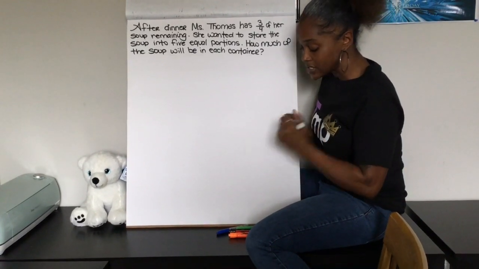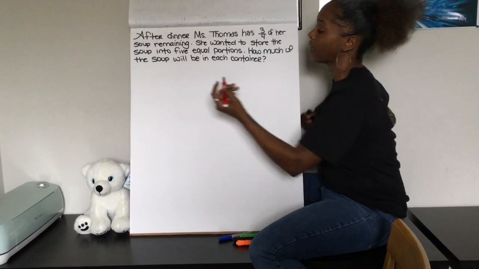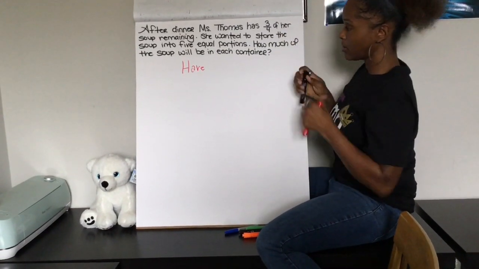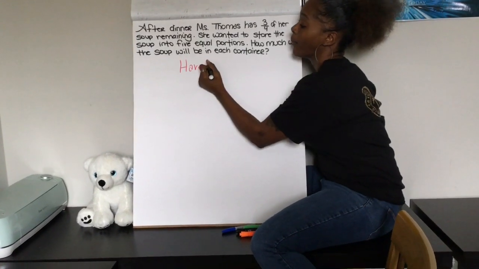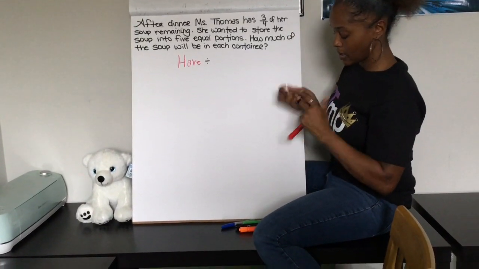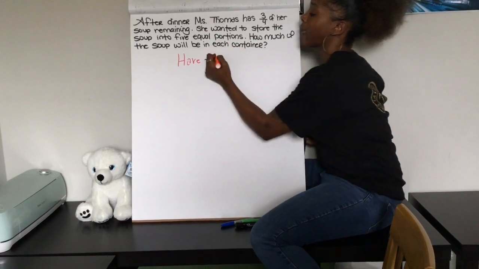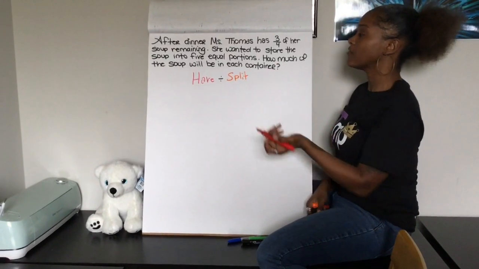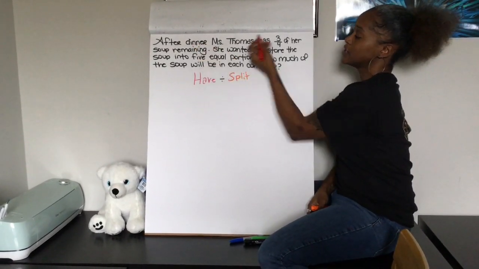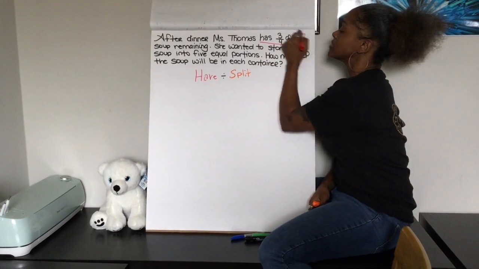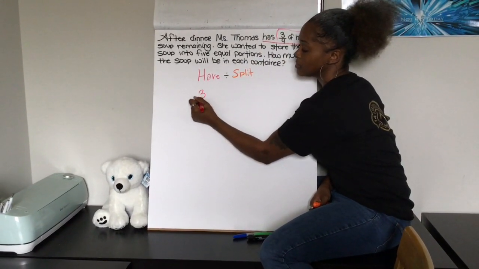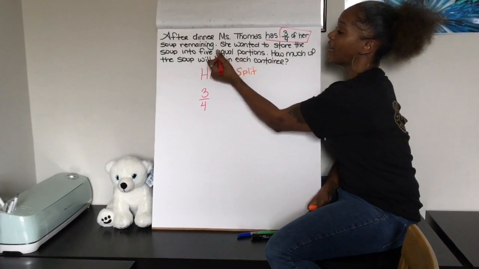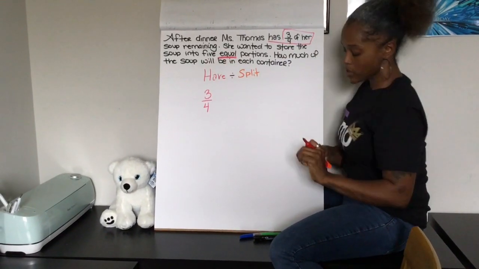In order to answer this question, we have to identify how much Ms. Thomas has, what we're doing to it, and where it's going. Okay, so how much soup does Ms. Thomas have? Well, it tells us right here. After dinner, Ms. Thomas has 3/4 of her soup. And what is she going to do with it? She wants to store it into 5 equal portions.